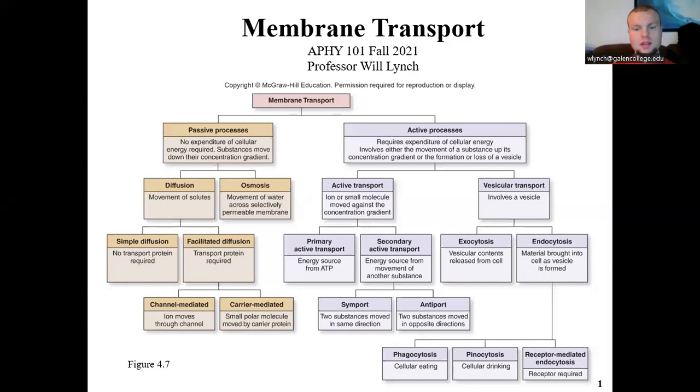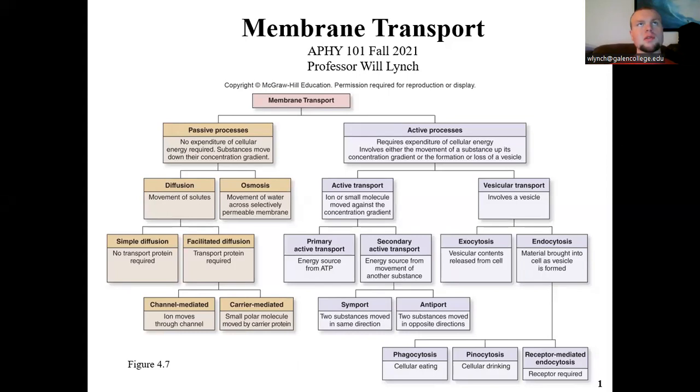This is going to give us the ability to take in ions, nutrients, everything that we need to have cellular processes exist. So for membrane transport, we're going to use transport mechanisms that are either going to be passive or active. A passive mechanism is one that takes no energy. It is going to be a spontaneous process. This can be either diffusion or osmosis.